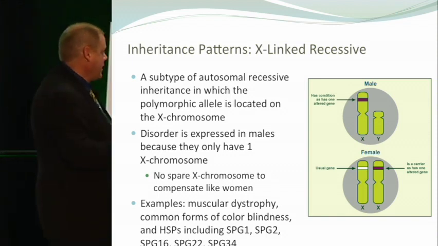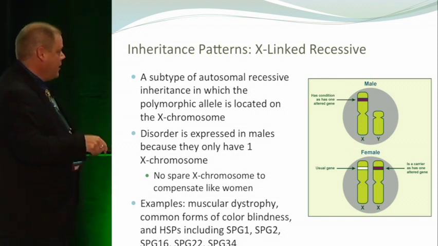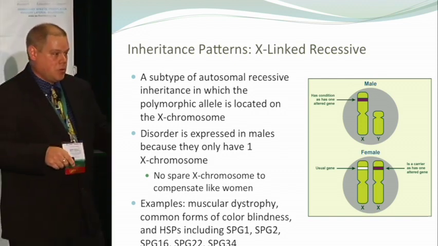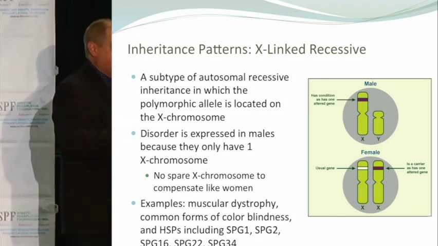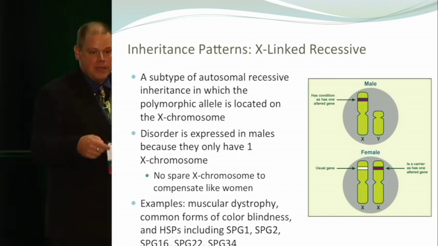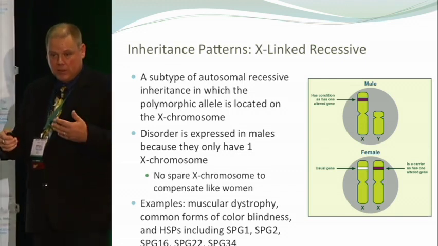All right, we'll go through how that actually looks. So the disorder is expressed in males because they only have one X chromosome. All right, Duchenne's muscular dystrophy is an example of this. It's mostly in boys. If you have girls, it's a lot less likely.